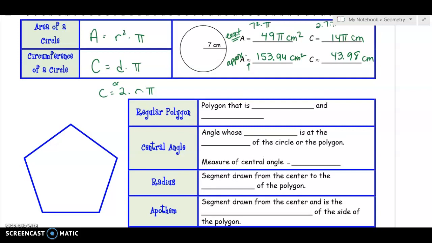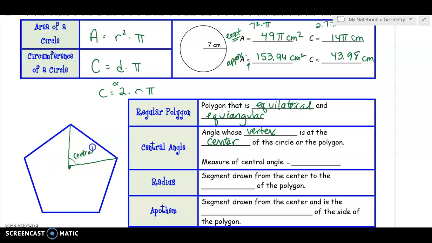Polygons, okay? A regular polygon is a polygon that is equilateral and equiangular. So all the sides are congruent and all the angles are congruent. A central angle, we learned about this already in our last unit, is an angle whose vertex is at the center of the circle, or in this case, a polygon. Here's the center of our pentagon. If you were to make a bunch of radii, this is an example of a central angle.